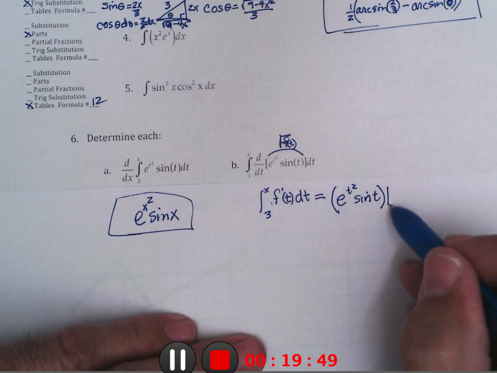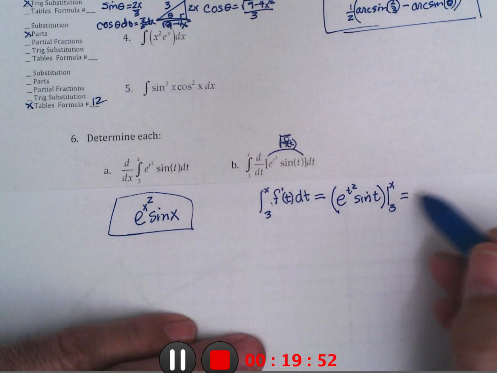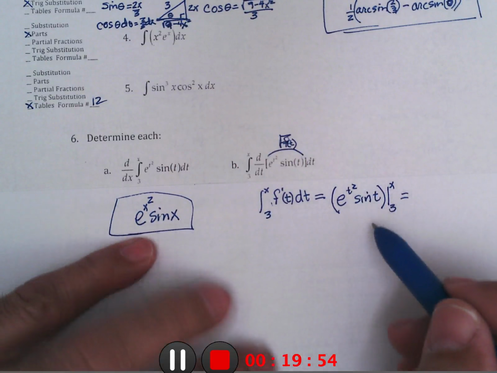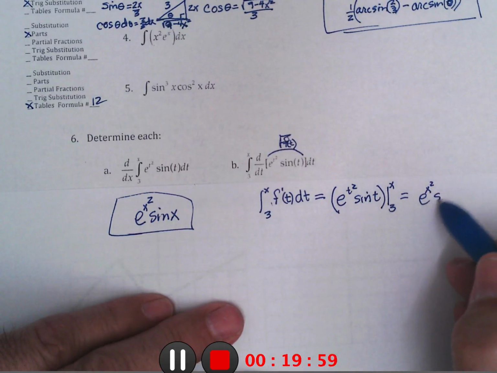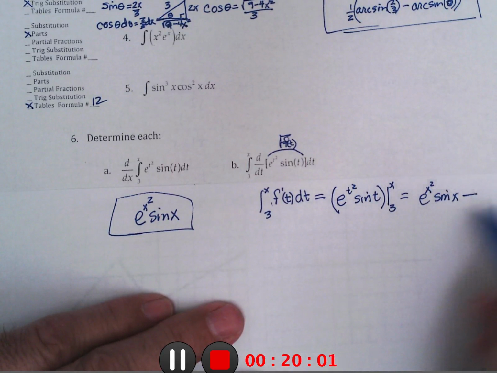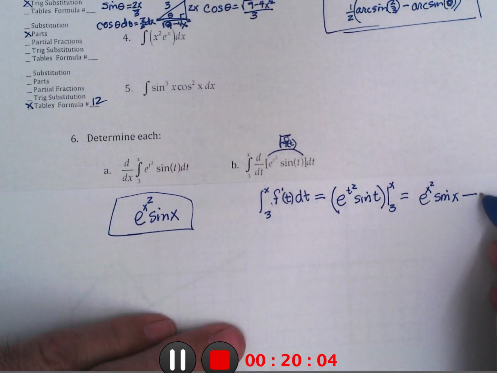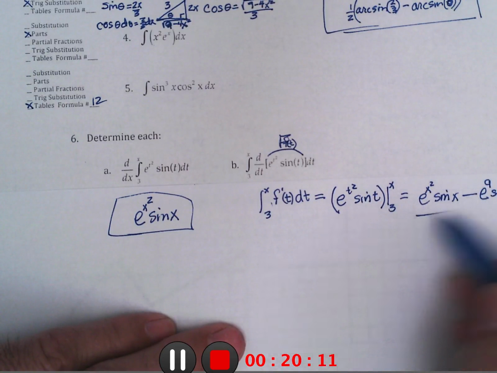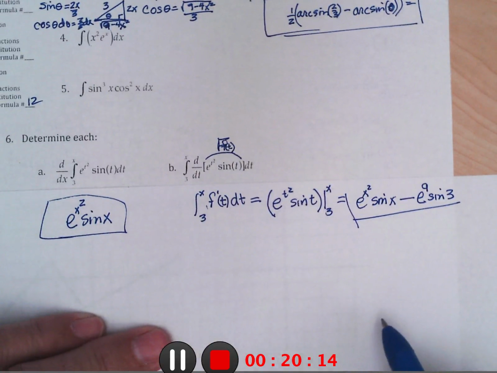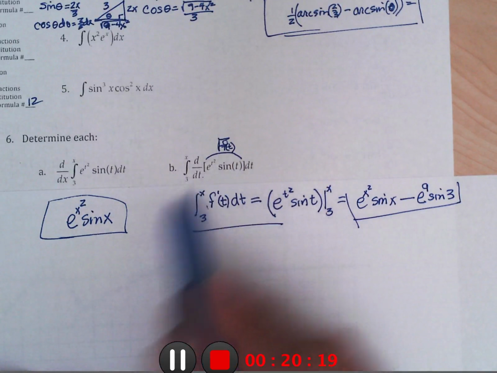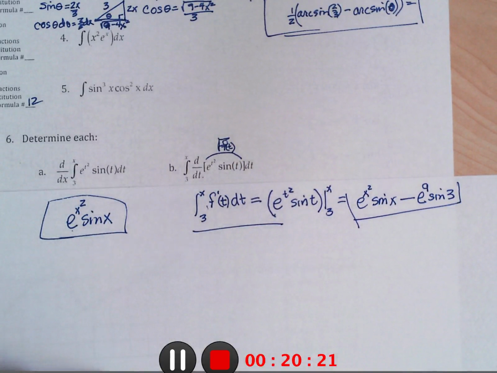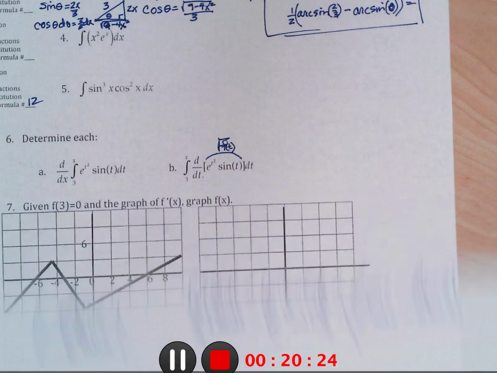to x. So I'd have to put x in it like I did before, and I get e to the x squared sine x minus, and then I've got to put 3 into it, so I get e to the 3 squared, sine of 3. So that's what I get from B, and this is what I get from A. And number 7.